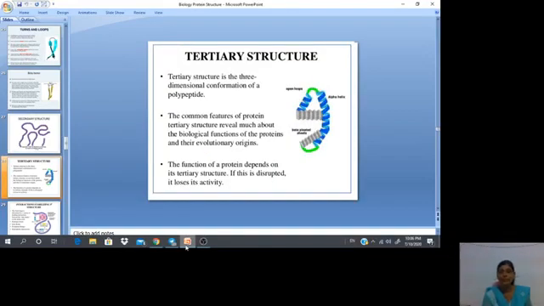Now we will discuss the tertiary structure. Tertiary structure is the three-dimensional conformation of a polypeptide. The common features of protein tertiary structure reveal much about the biological function of proteins and their evolutionary origins. Tertiary structure is shown in the figure. The function of a protein depends on its tertiary structure. If it is disrupted, it loses its activity.